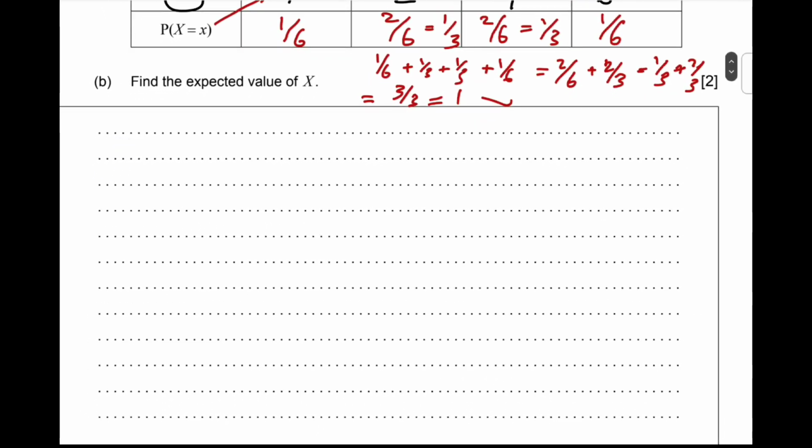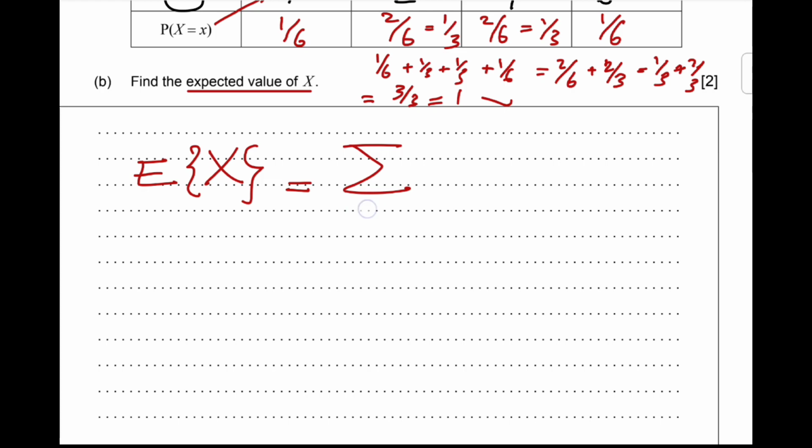Question B, find the expected value of x. Now the expected value of x can be written as the sum of the product x times the probability that the random variable X equals small x, where little x belongs to all the sample space values. So the first value is 1.